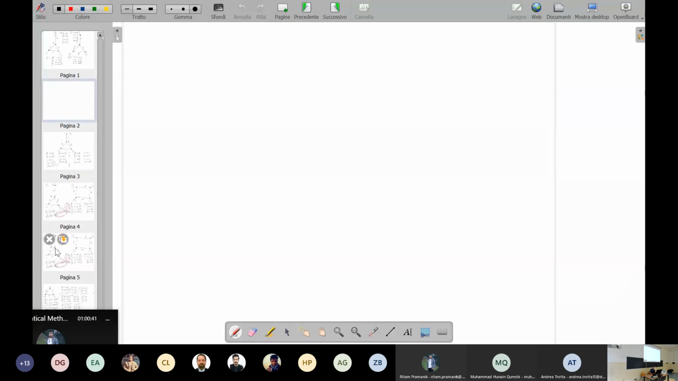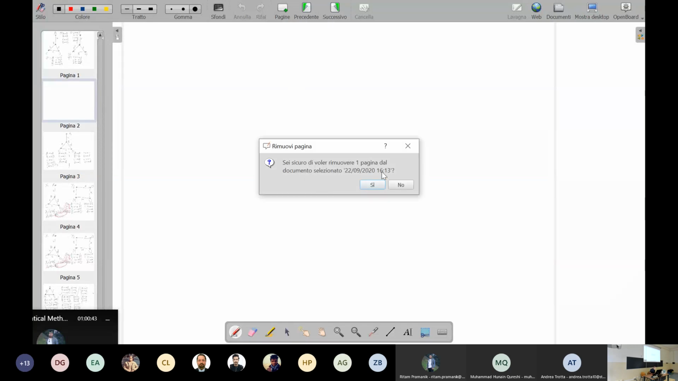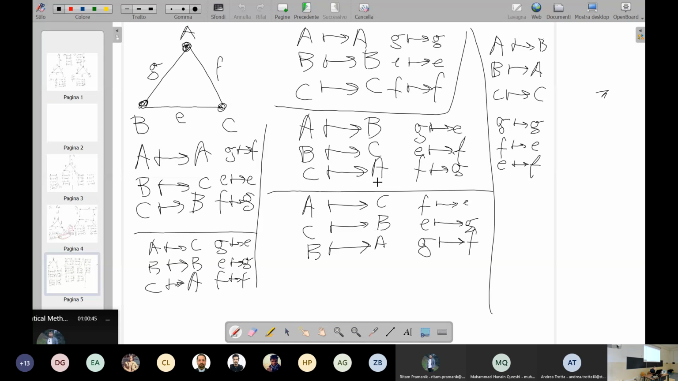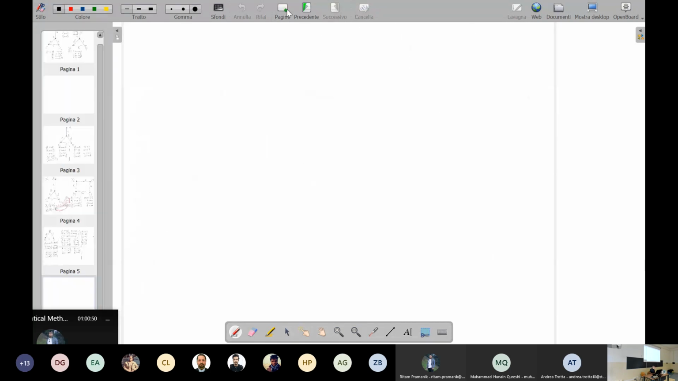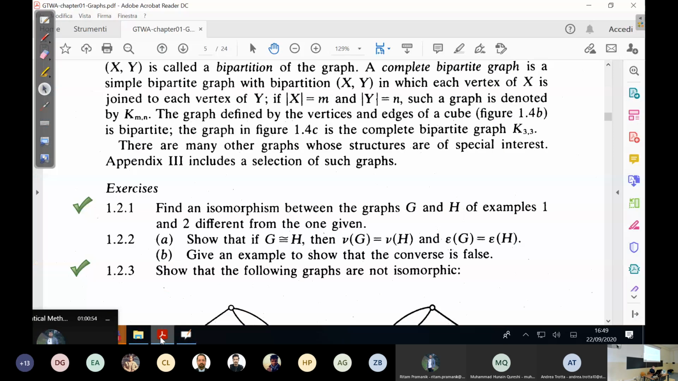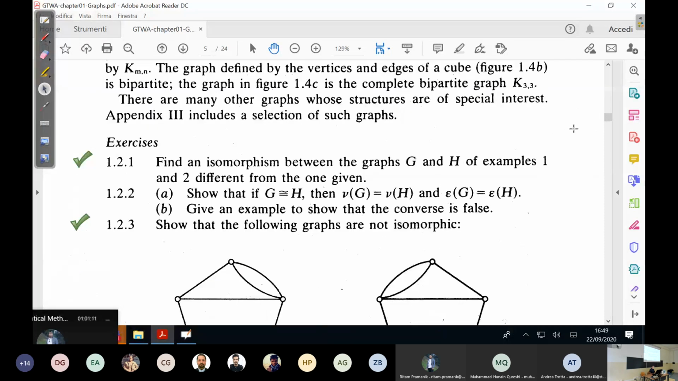I have 2 of these. Okay. So one more page, and now let's go back to, okay. Find an isomorphism between the graphs G and H of examples 1 and 2, different from the one given, if you want, but it's not that important, but it is a good exercise if you have problems with the idea of isomorphism, okay?